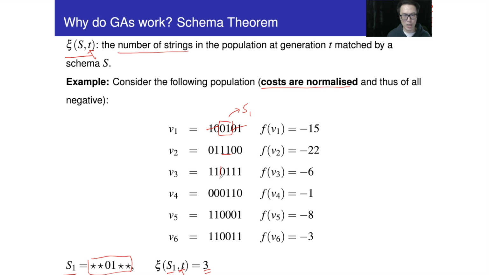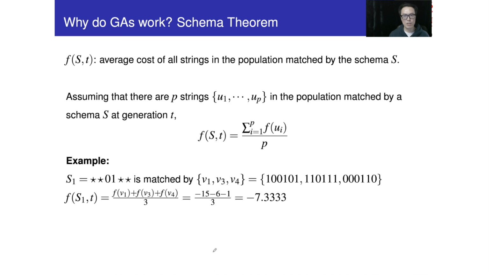And then V3, we have 0, 1 again, so this matches the schema S1. And then V4, we have 0, 1 in the middle, so this is S1. This one is not 0, 1, and this one is not 0, 1. So in total, we have 1 S1, 2 S1, 3 S1. So in this population, in this current iteration t, the number of strings that match S1 is 3.